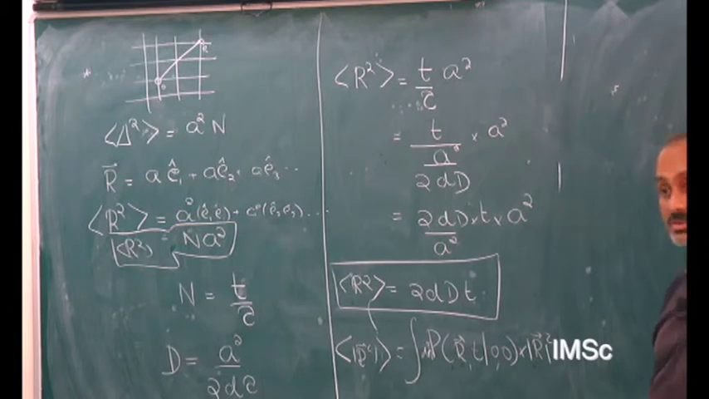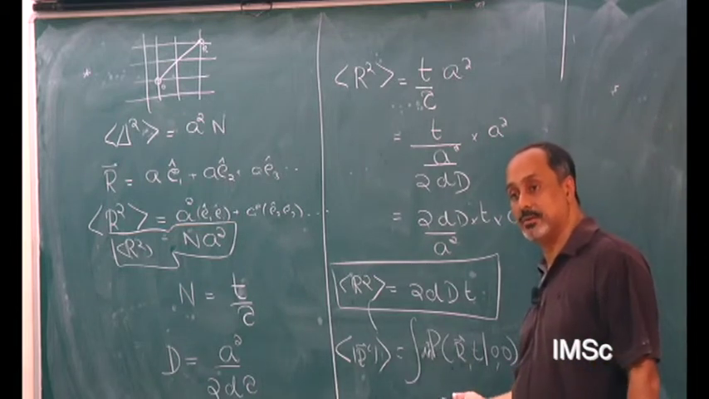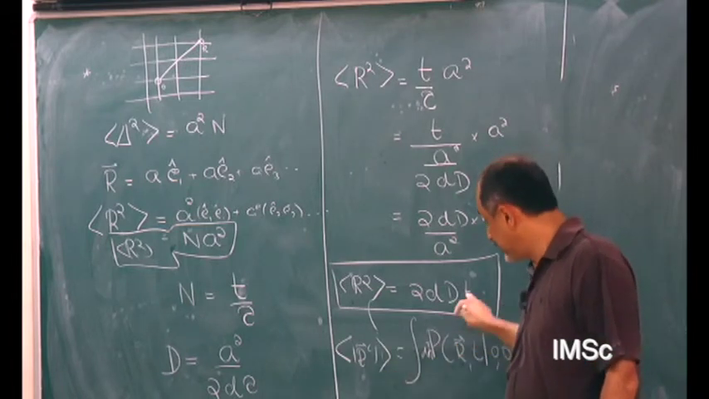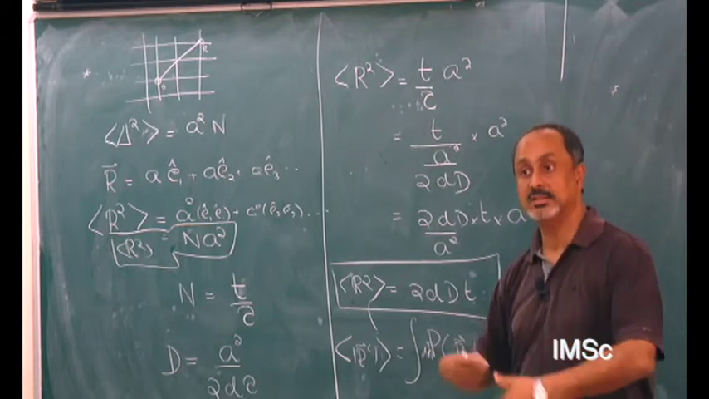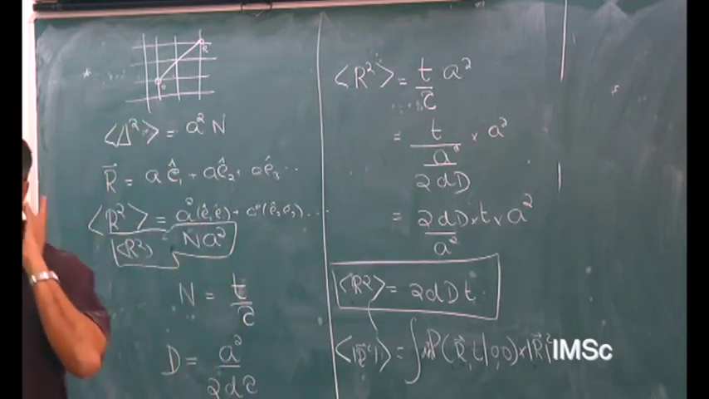Once I have that solution, I can calculate any property that I want to, any function of x, the average value. In particular, I can calculate this quantity and get R squared average, and then I should get back to this answer. So all of this is an internal check on this whole sequence of ideas.